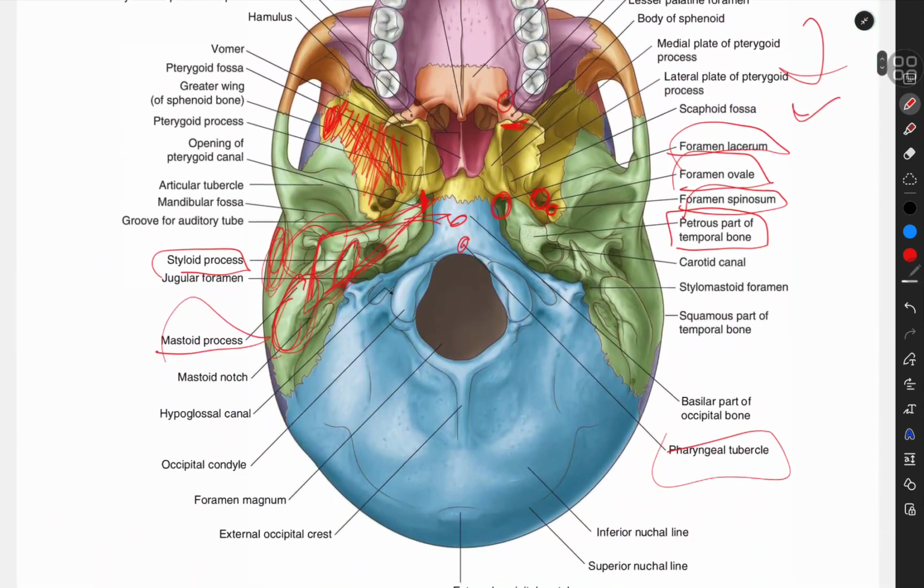Carotid canal, this one. Let me just erase everything. This is the carotid canal, and this is the jugular foramen. Carotid canal here, jugular foramen here.